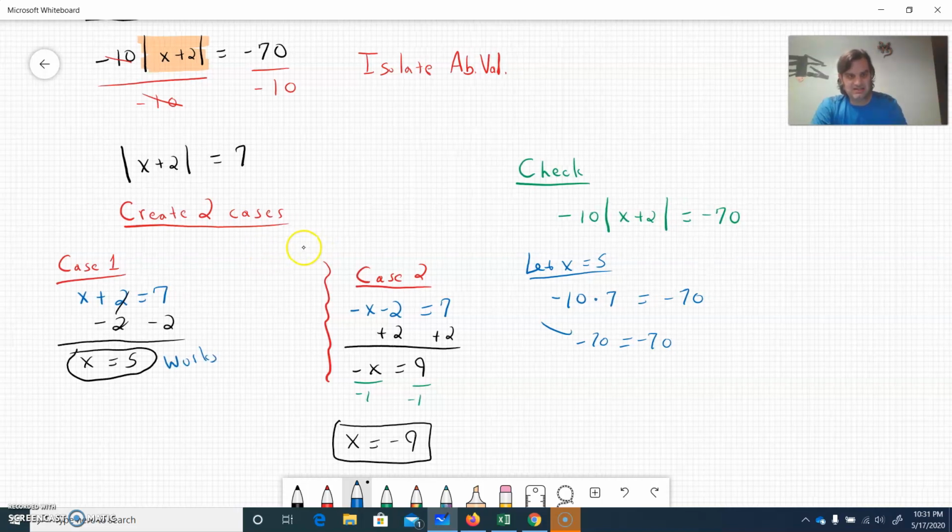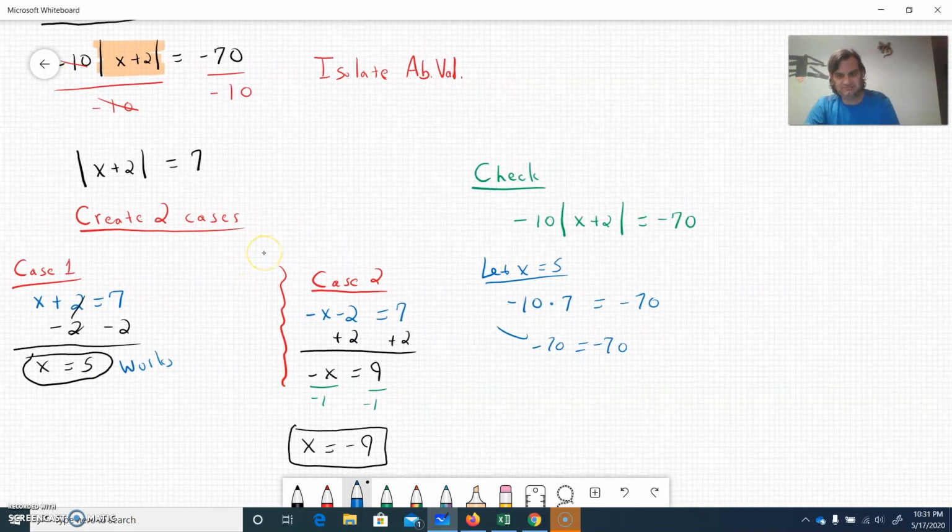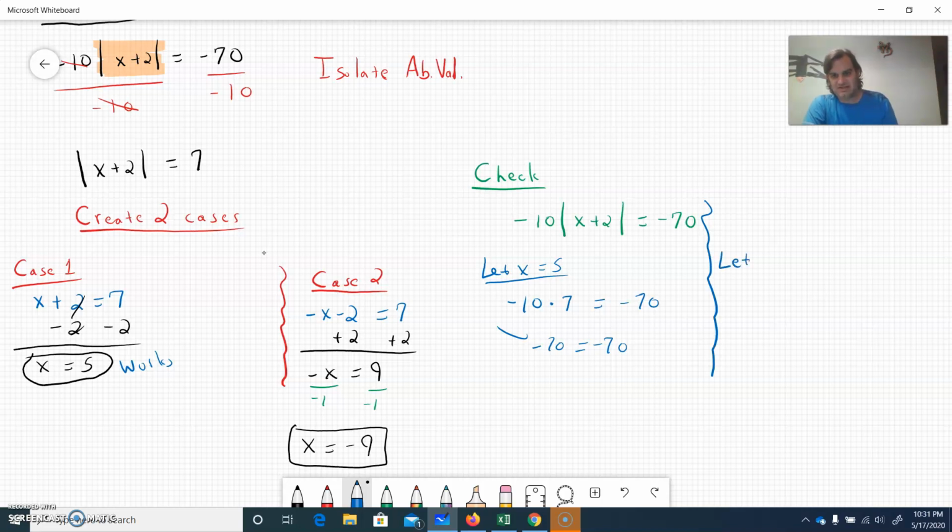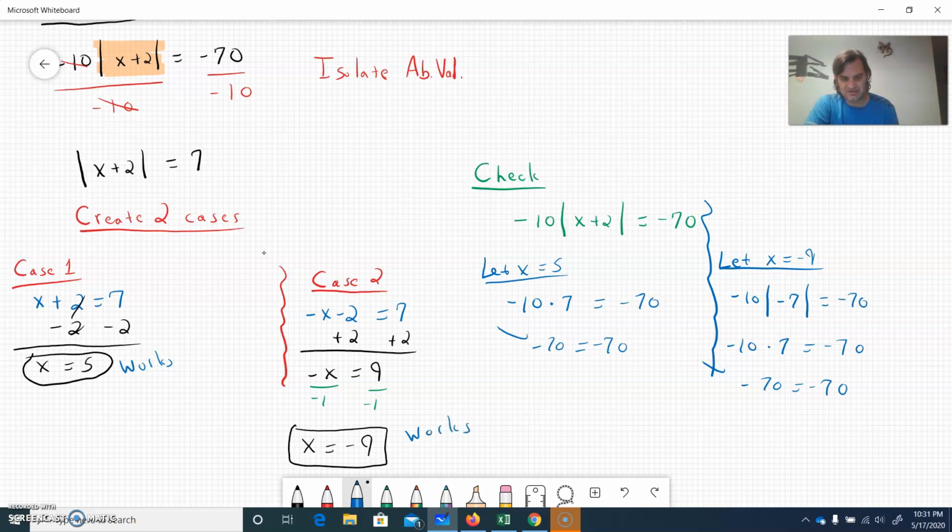And then let's just kind of skip over a beat and do the same thing with the negative 9. So we have negative 10, and if we plug in negative 9, we'll have the absolute value of negative 7. And that will be equal to negative 70. So absolute value of negative 7 is positive 7. So I get negative 70 equals negative 70. So it also works. So I do get two answers here.